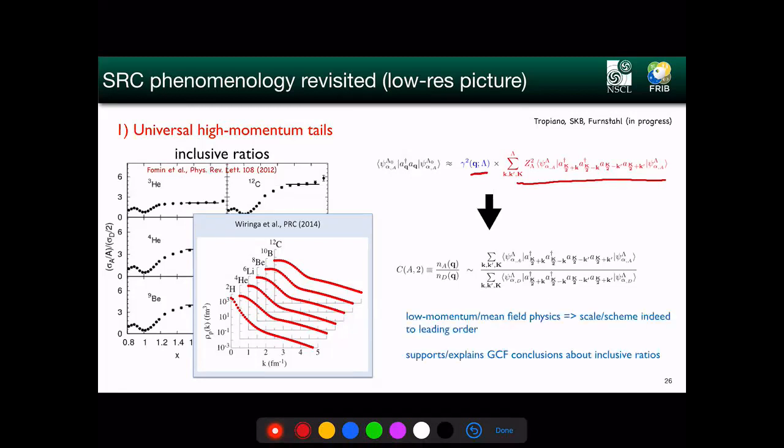Okay, so the point here is that this really probes low momentum mean field physics, at least to this leading order of the OPE that we're doing. It's scale and scheme independent. And this really completely confirms what has been confirmed in the SRC literature using this GCF method about these ratios of inclusive cross sections, namely that they don't really probe anything other than soft mean field physics.